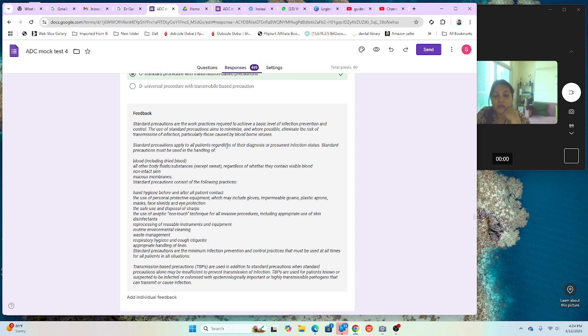Transmission-based precautions are used in addition to the standard precautions when standard precautions alone may be insufficient to prevent transmission of infection. They are used for patients known or suspected to be infected or colonized with epidemiologically important or highly transmissible pathogens that can transmit or cause infection. I'll give you an example. All the things that we normally do in the clinic are standard precautions.